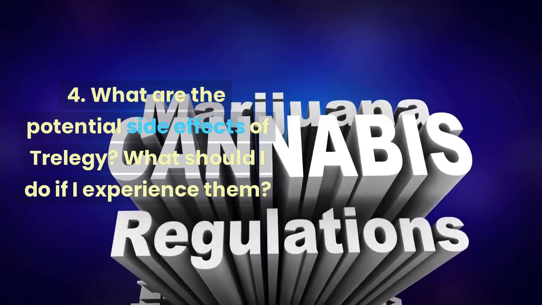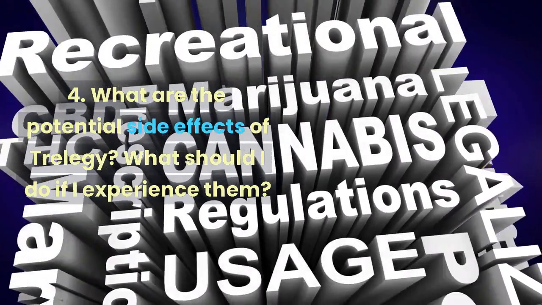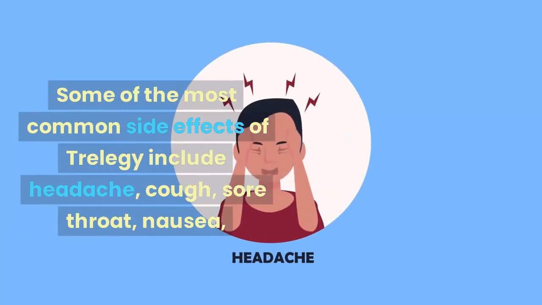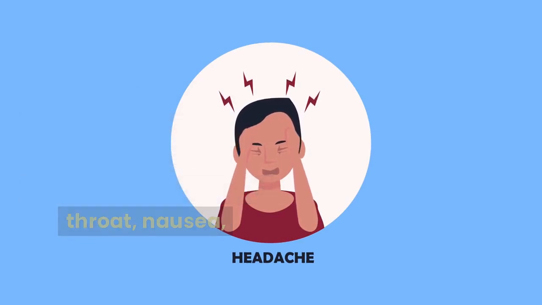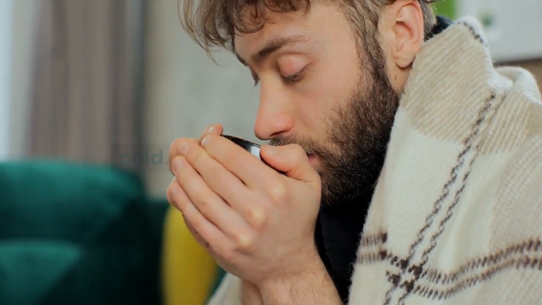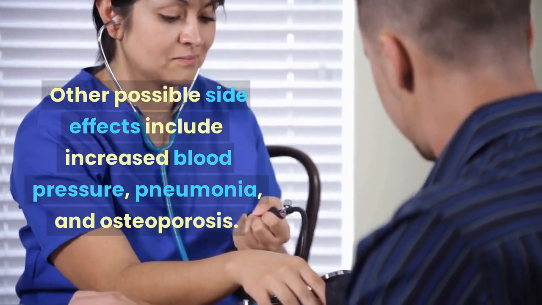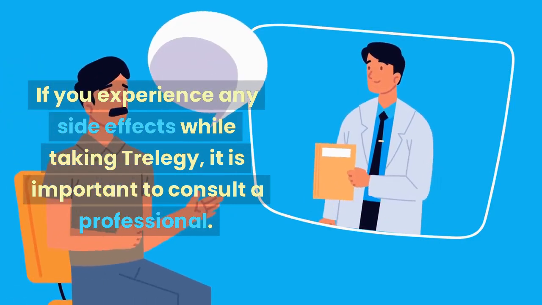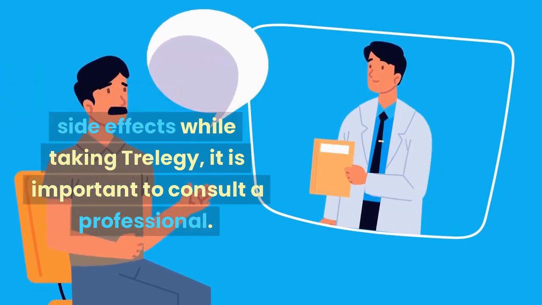4. What are the potential side effects of Trelegy? What should I do if I experience them? Like all medications, Trelegy can cause potential side effects. Some of the most common side effects of Trelegy include headache, cough, sore throat, nausea, and viral infections such as the common cold. Other possible side effects include increased blood pressure, pneumonia, and osteoporosis. If you experience any side effects while taking Trelegy, it is important to consult a professional.